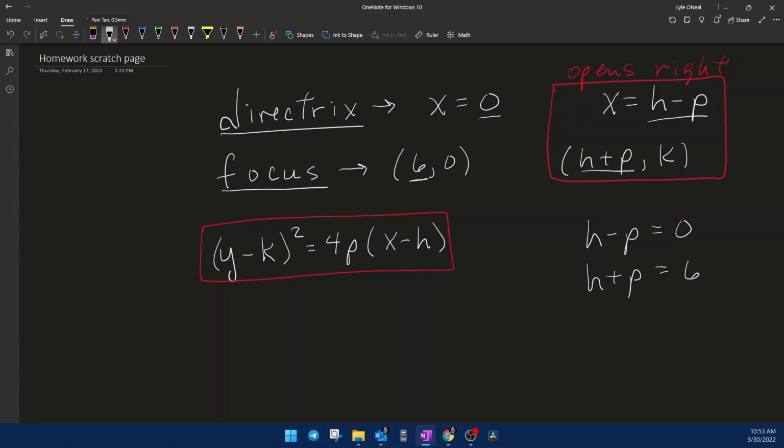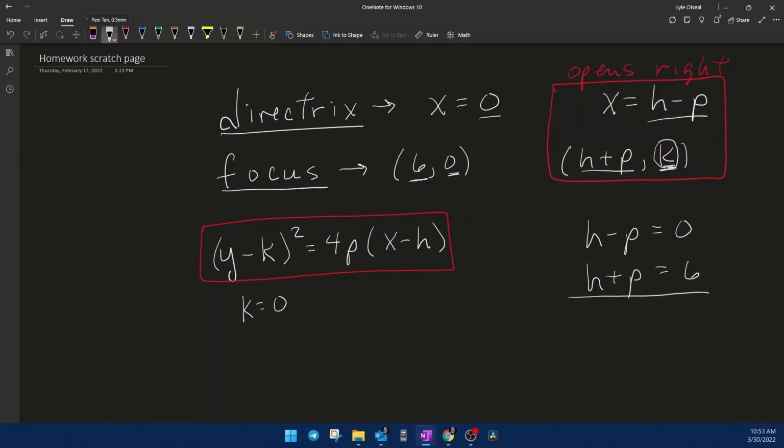And then if you remember solving your system of linear equations, we now have a system with 2 equations and 2 unknowns, and we can solve for h and p. And if you're wondering about k, k is super easy because see, k is isolated here. The k is the y-coordinate of the focus, which is 0. So we automatically know k is 0.